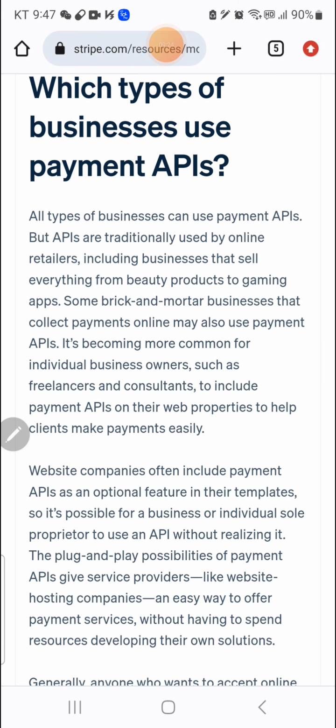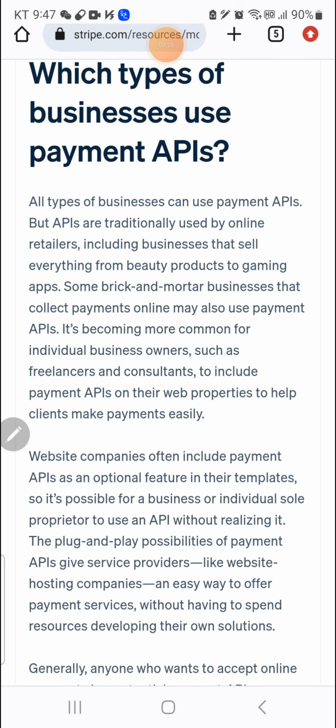Which types of businesses use payment APIs? All types of businesses can use payment APIs, but APIs are traditionally used by online retailers, including businesses that sell everything from beauty products to gaming apps. Some brick and mortar, that's another good expression, mom and pop shop, brick and mortar businesses, offline businesses that have physical shops.